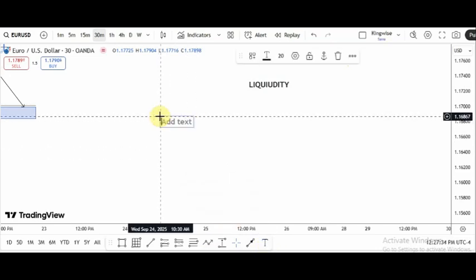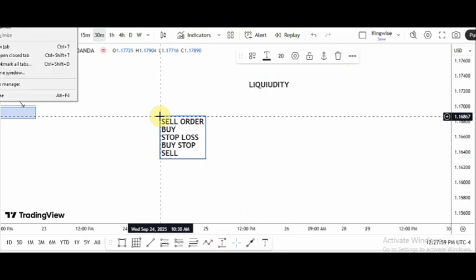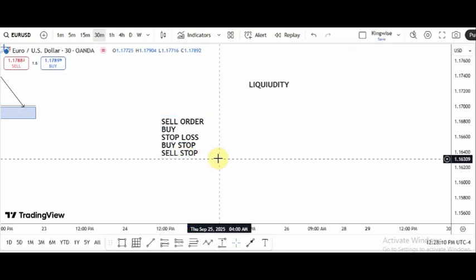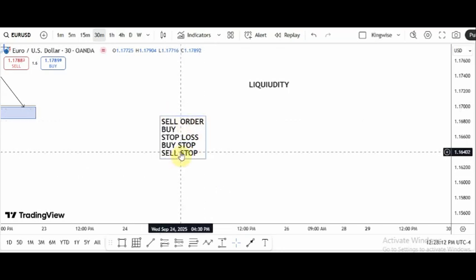Let me write them. Sell order, buy order, stop loss, buy stop, sell stop. All these are liquidity. They are liquidity in price.